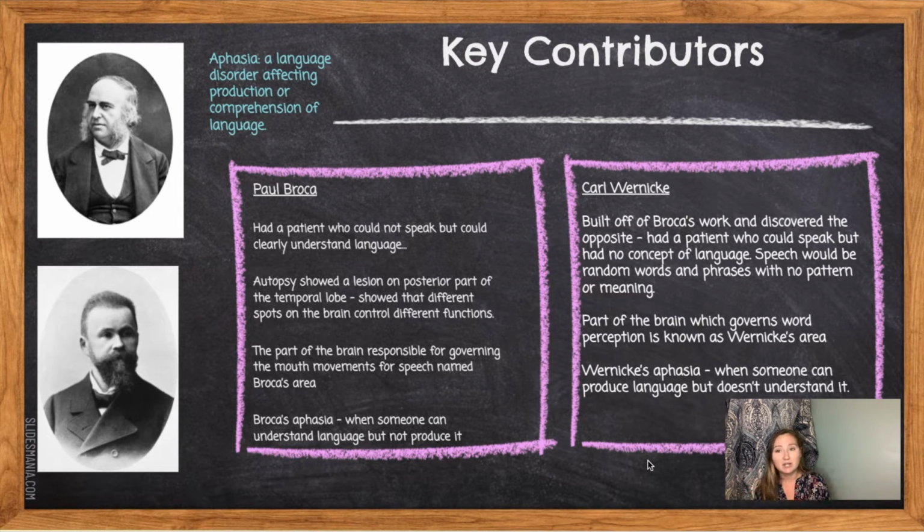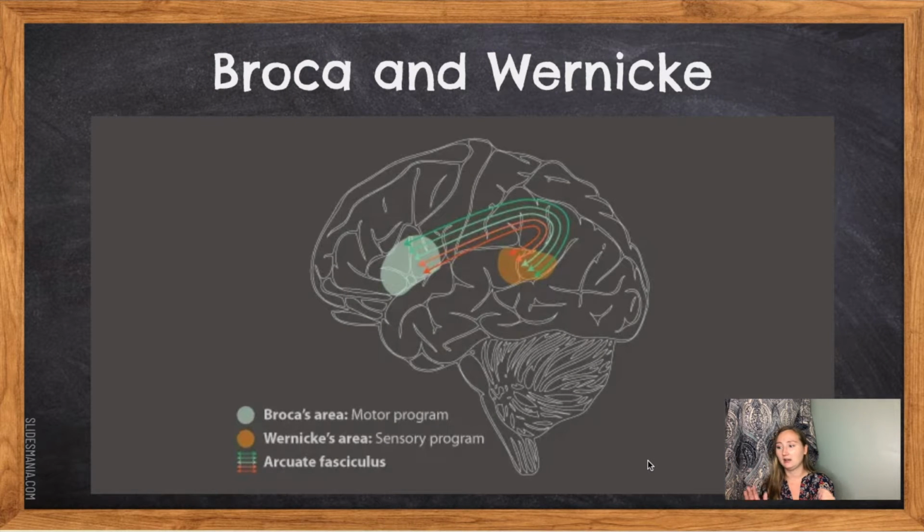This person could speak, but they had no clue what they were saying. They didn't understand how the language worked, right? So the part of the brain which governs word perception is known as Wernicke's area. Wernicke's aphasia is when someone can produce the language, but they don't understand it. Okay, so Broca and Wernicke, we have the diagram here. Broca's area is in the motor program, so it's controlling the mouth movements that are producing speech, right?